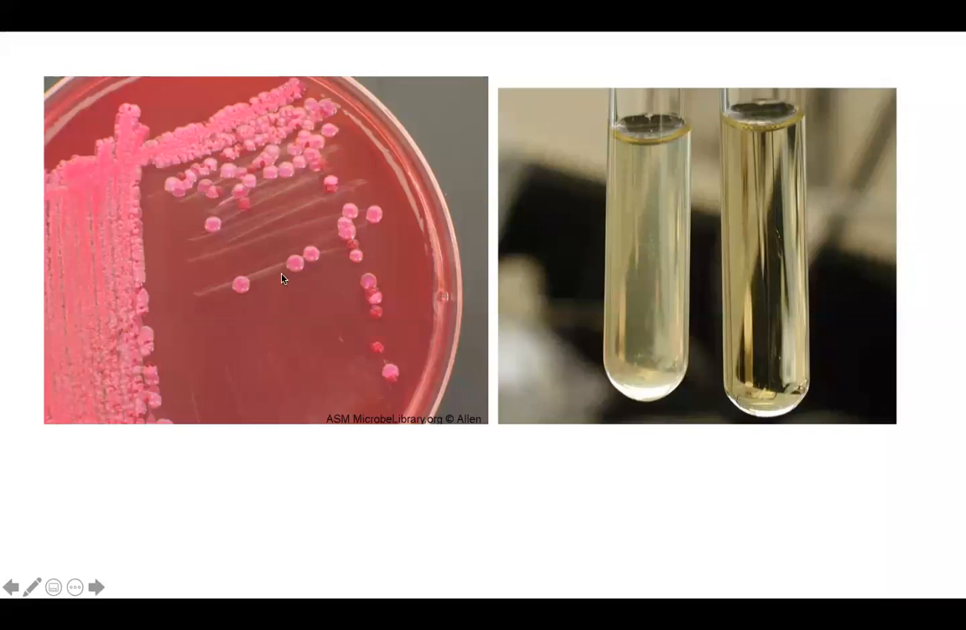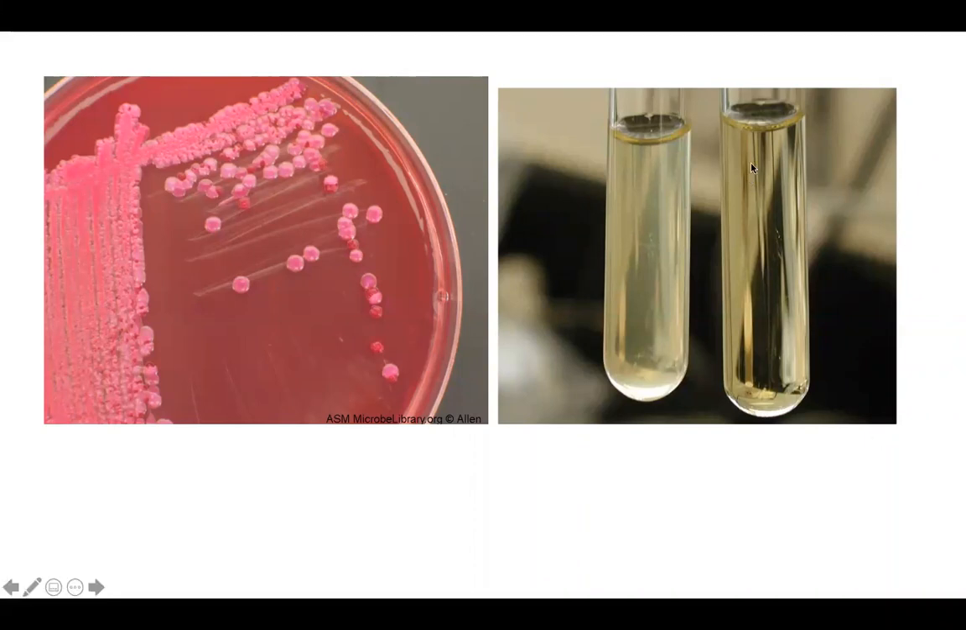So if, for example, this was grown from a urine sample from a patient who had a urinary tract infection, then you know that this bacterium is the one causing infection. Of course, you have used quality control measures to make sure that this was from the patient and not from anywhere else.